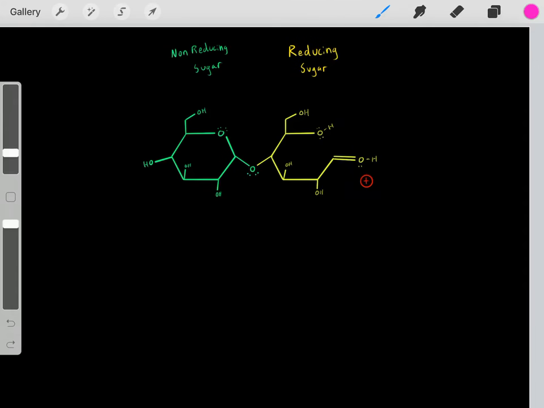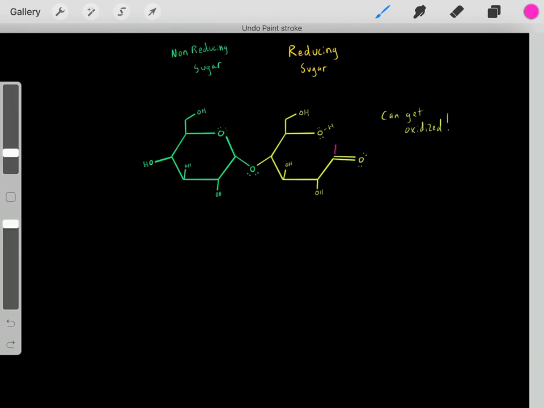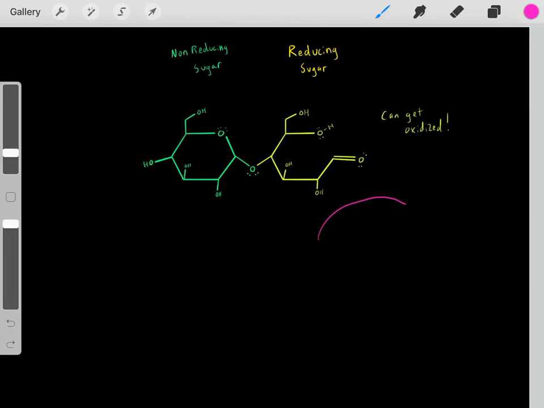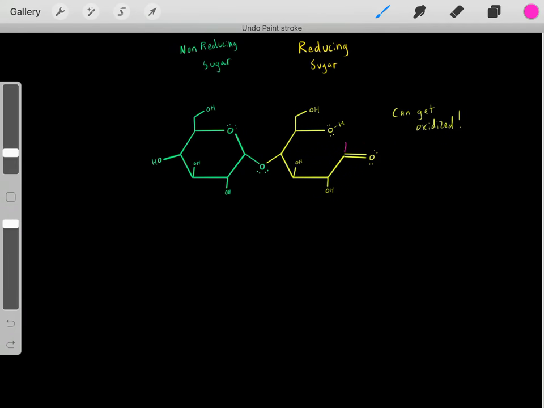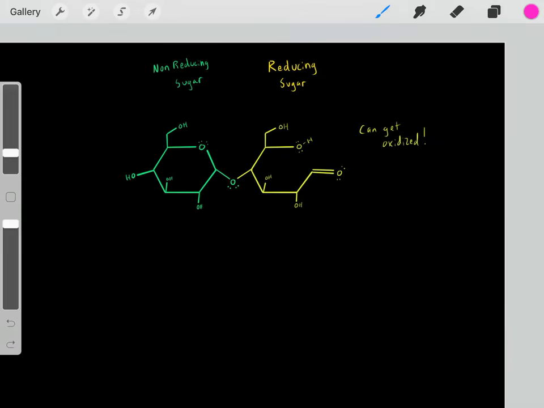However, fortunately, we can deprotonate this hydrogen. And if we deprotonate this hydrogen, now we form this stable aldehyde. And something important to realize is this aldehyde can get oxidized to a carboxylic acid. So therefore, because this aldehyde can get oxidized to a carboxylic acid, it can reduce another compound. Because we know if this aldehyde is getting oxidized to a carboxylic acid, something else must be getting reduced. So therefore, this is a reducing sugar because it can reduce compounds.